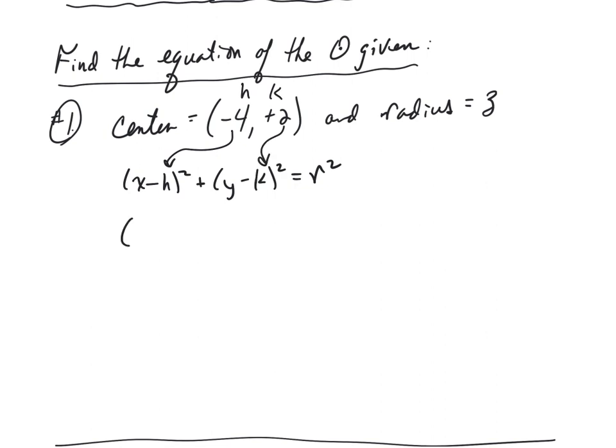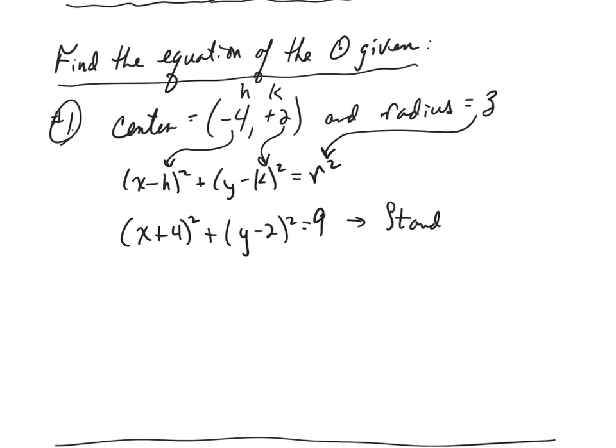All right, so that then becomes (x - (-4)), so (x + 4)², (y - 2)², and then we're going to replace the value for the radius with 3, which makes it 3², or 9. All right, and so there what we'd have is the standard form for the equation of a circle. Okay, so not very difficult when we're given the center and the radius.